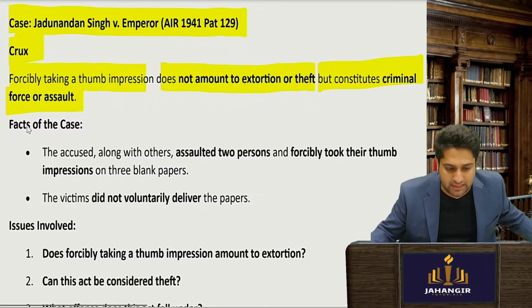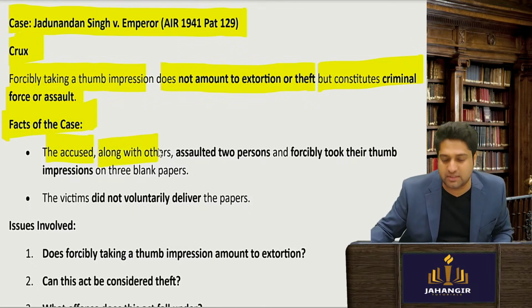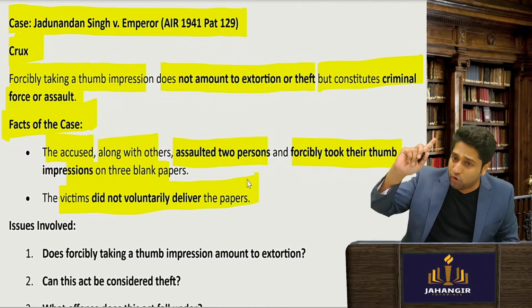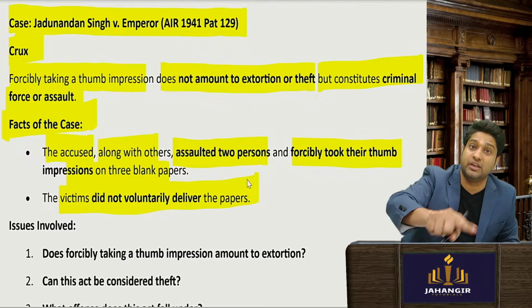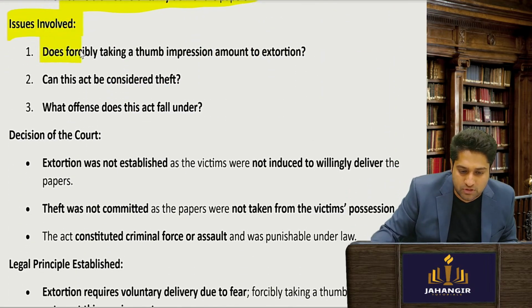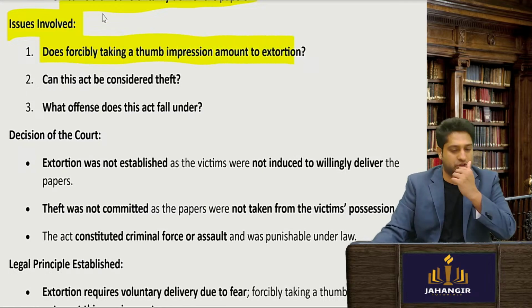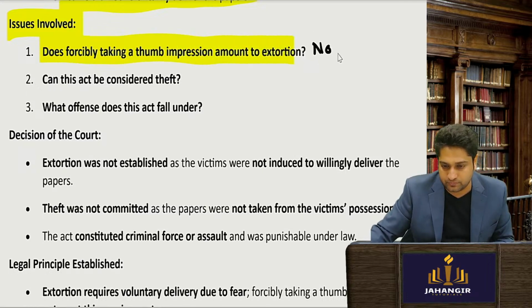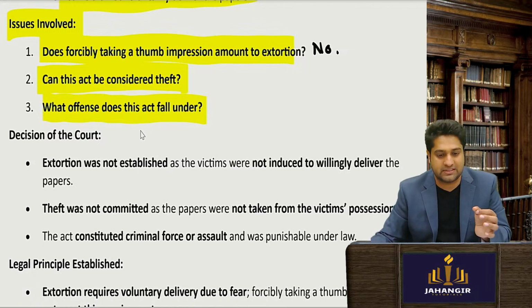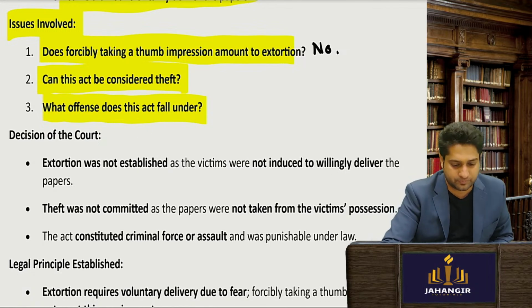So, facts of the case: the accused, along with others, assaulted two people and forcibly took their thumb impression. The victims did not voluntarily deliver the papers. Here, if they voluntarily come and give in fear, then that is extortion. Issue involved: does forcibly taking a thumb impression amount to extortion? The answer is no. Can this be considered as theft? And what offense does it fall under? So let's see.